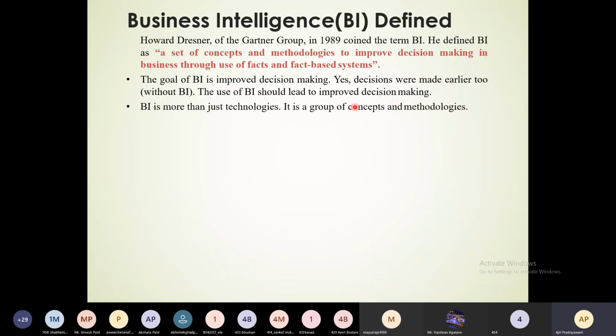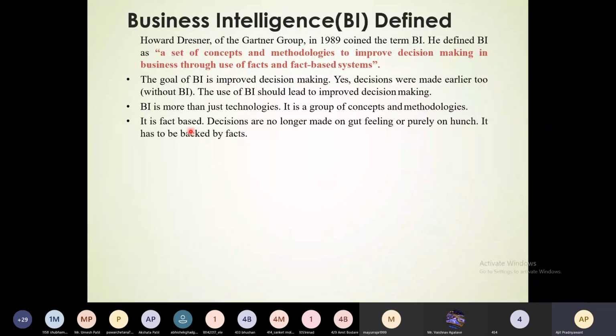BI is more than just technologies. It is a group of concepts and methodologies. It is fact-based. Decisions are no longer made on gut feeling or purely on a hunch. They have to be backed by facts.